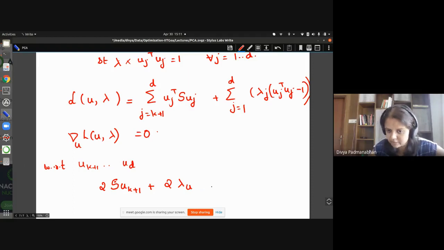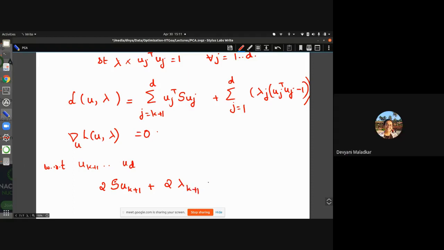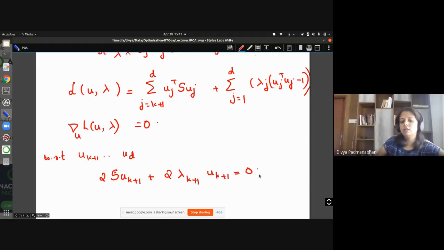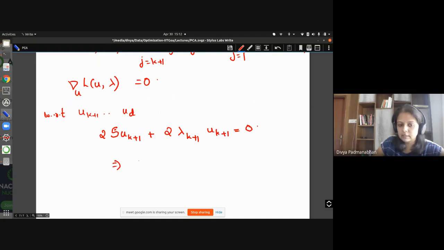Sorry, what am I writing? So lambda j, so lambda k plus 1, u_{k+1}. u_{k+1} is 0. Okay, so what this will give is S u_{k+1} is equal to minus lambda_{k+1} u_{k+1}.